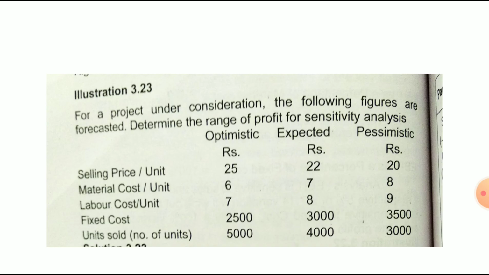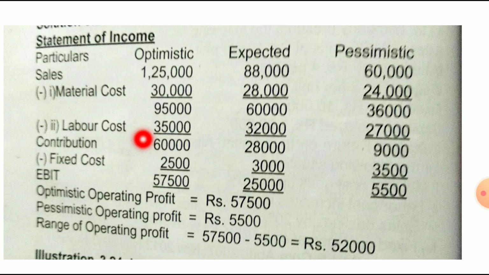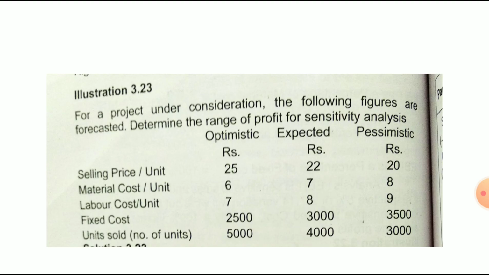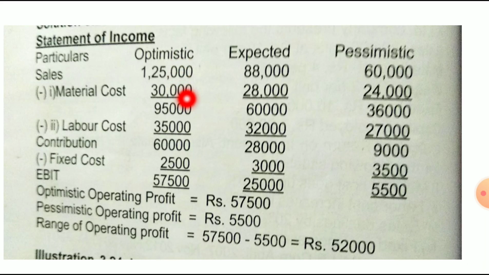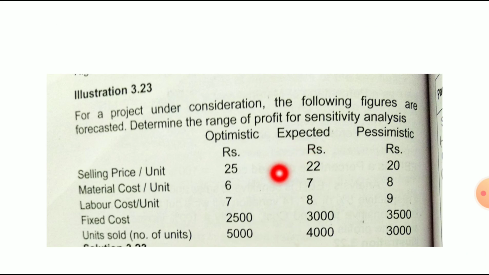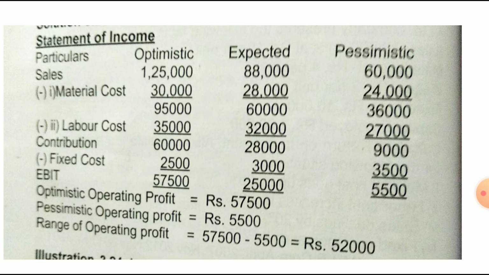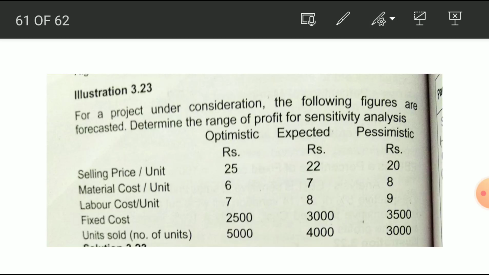Then see the last problem in today's video. So 3 projects are given, and the selling price, material cost, labor cost, fixed cost, units sold are given. So we have to go for calculating EBIT. Then we have to make a range of that EBIT. So this is the way to calculate it. First we have to write sales. So sales 25 into 5,000, it is 1,25,000. Then 22 into 4,000, that is 80,000. Then 20 into 3,000.